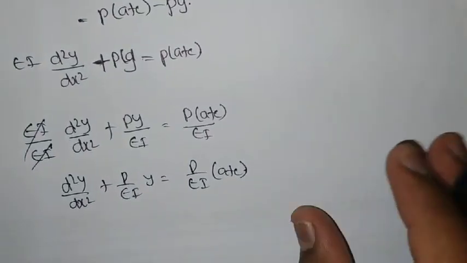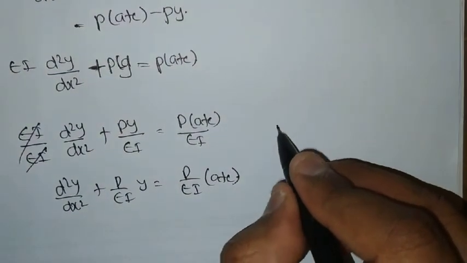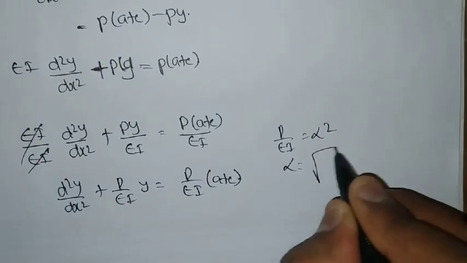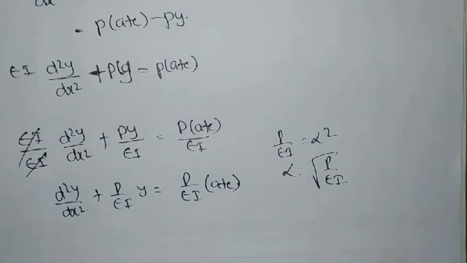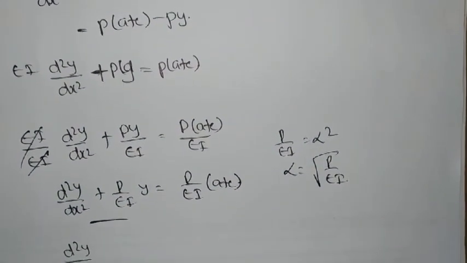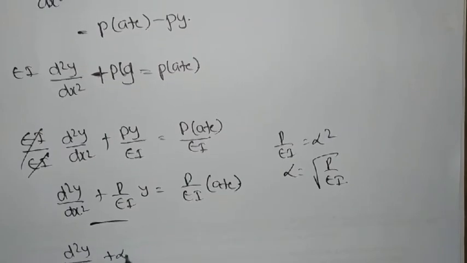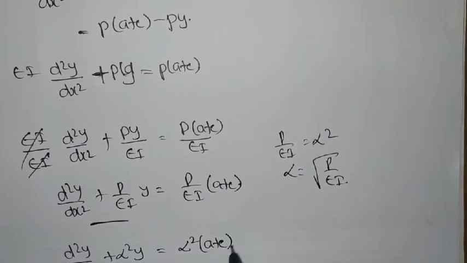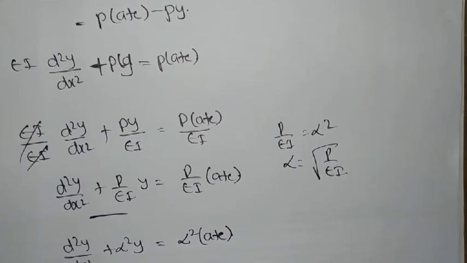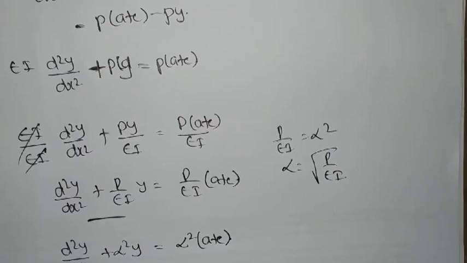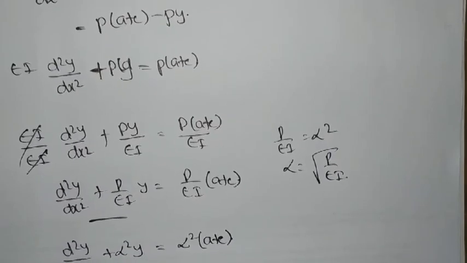We know from the starting of the column discussion that P by EI is equal to alpha squared, so alpha is equal to the root of P by EI. Then this equation can be written as d squared y by dx squared plus alpha squared y equals alpha squared times (a plus e). Now we have to solve this differential equation to find the solution.